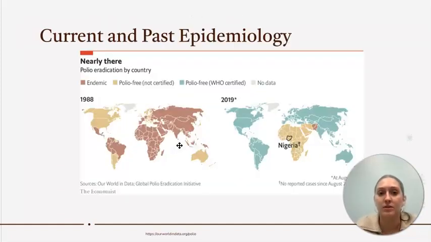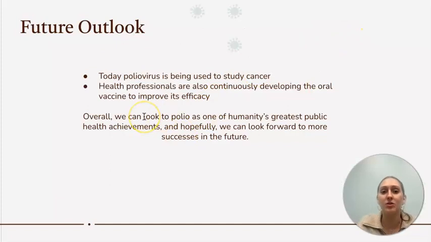Also to note, in 2022, Nigeria hasn't had any cases. So, okay, then future outlook. Poliovirus is actually being used to study cancer right now, and health professionals are also continuously developing the oral polio vaccine to improve its efficacy. Overall, we can look at polio as one of humanity's greatest public health achievements, and hopefully we can look forward to more successes. Thanks for listening.